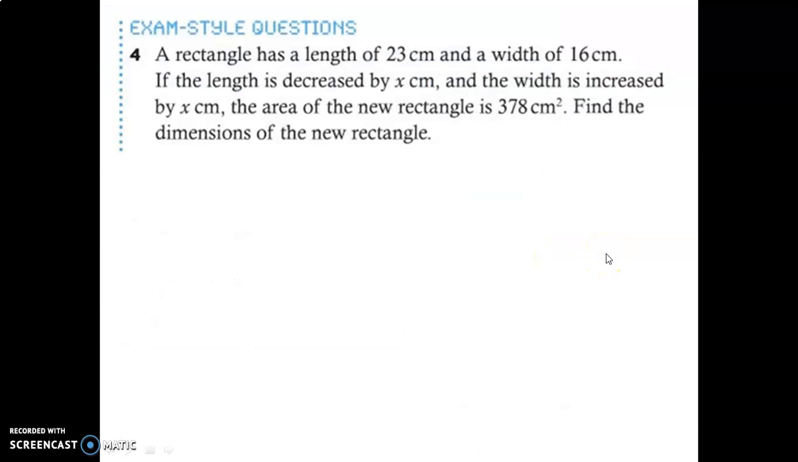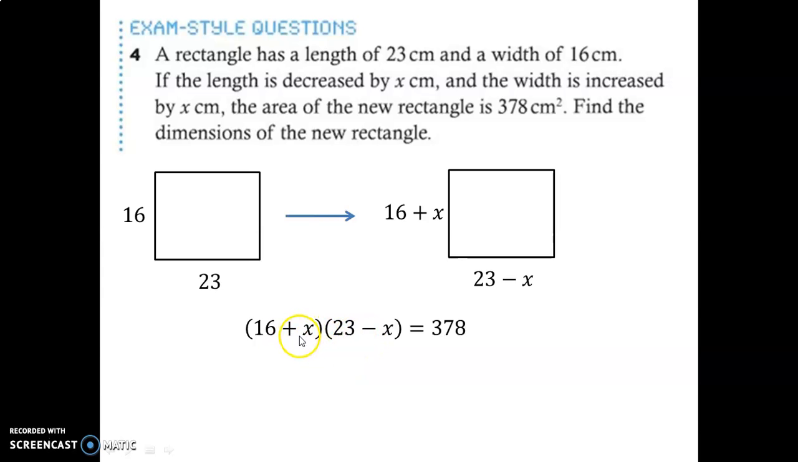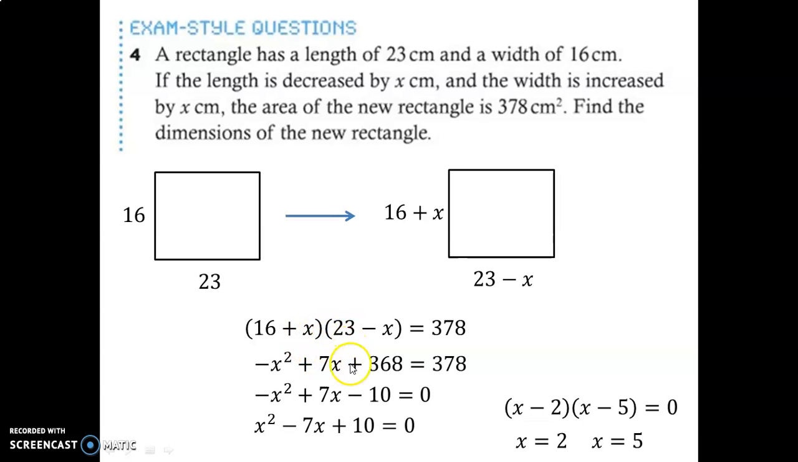All right, try this one here. Okay, this one's a little different. We have an original rectangle like this. Then we're told that the length is decreased by x and the width is increased by x. So here's 16 plus x, and here's this one decreased by x. So now we have this new rectangle, which has this area, 378. So that side multiplied by that side equals the area. Change this into a quadratic, move the 378 over to get 0, then it can factor, and we get two answers. x is 2 or x is 5.